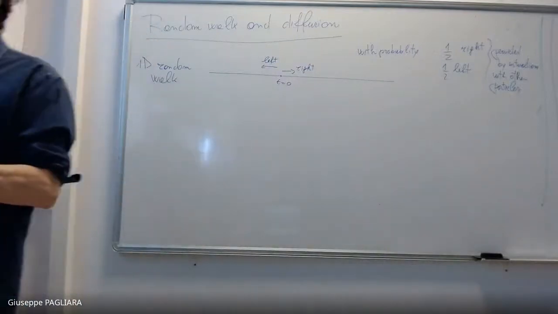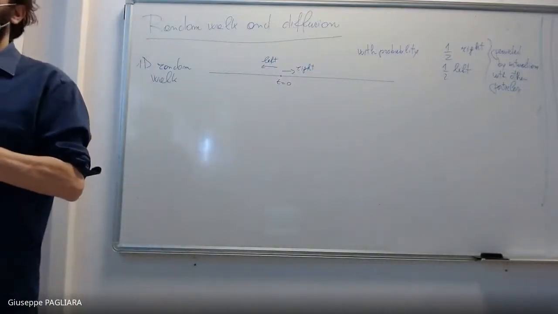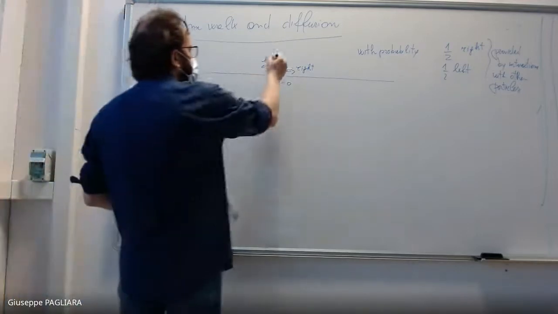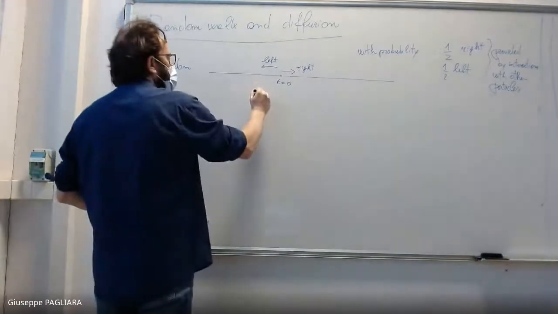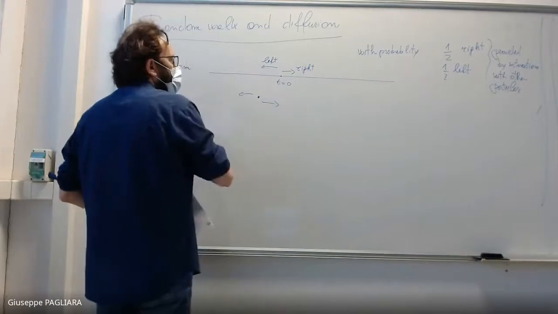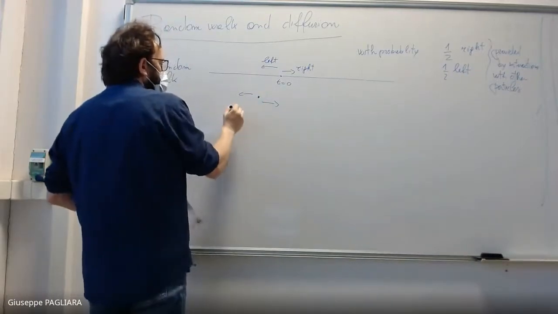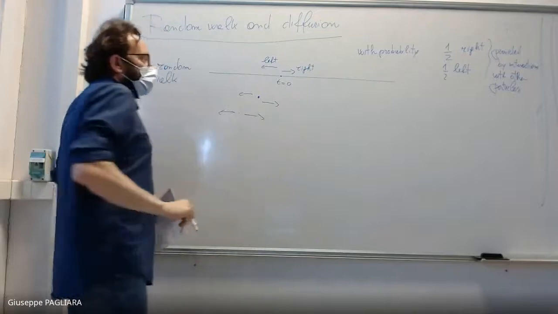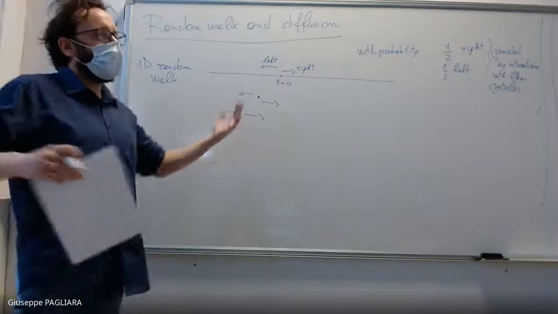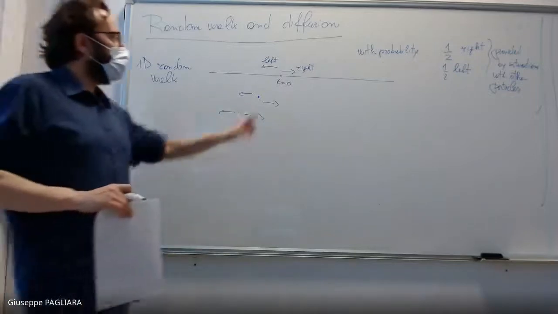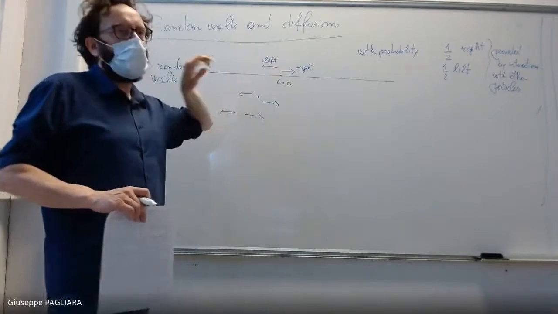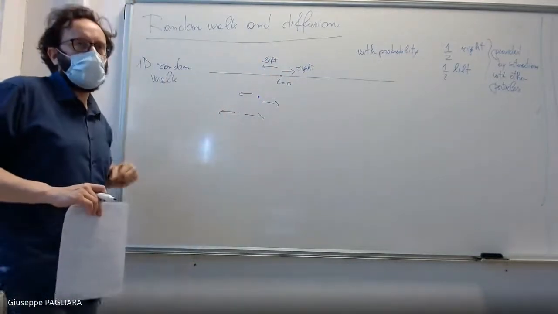So you start at a certain position and you move with probability 1/2 either to the left or to the right. Then you repeat it. Suppose that at the first step you go to the left, then again you have a certain probability to go left, a certain probability to go right. Then you have another step again. And you ask yourself which is the distribution of particles, if you have many particles, or which is the probability to find this particle in a certain position in space.